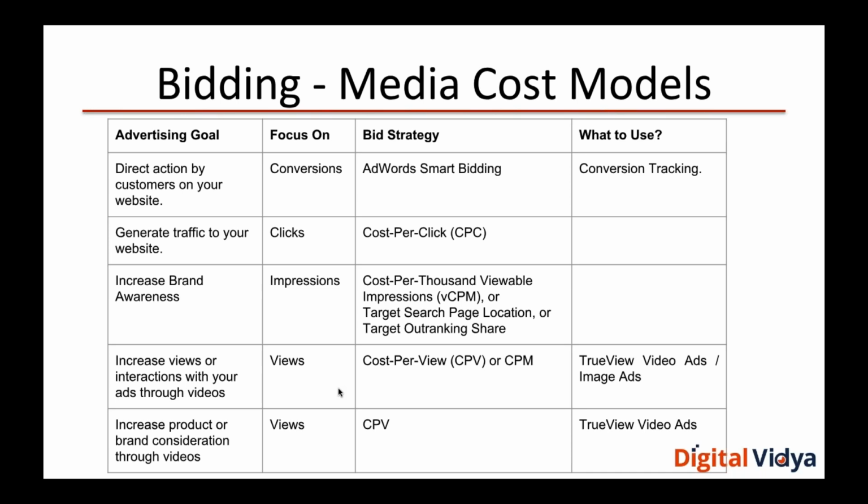If you want to increase the views or interactions with your ads through videos, you will bid on view, so cost per view. You can also bid on cost per 1,000 impressions or CPM. We will see that in detail when we look at the video campaign. And finally, if you want to increase product or brand consideration through videos, you will go for CPV. Are we clear on this? Any doubts you are having about what to focus on when you are going for a particular objective?